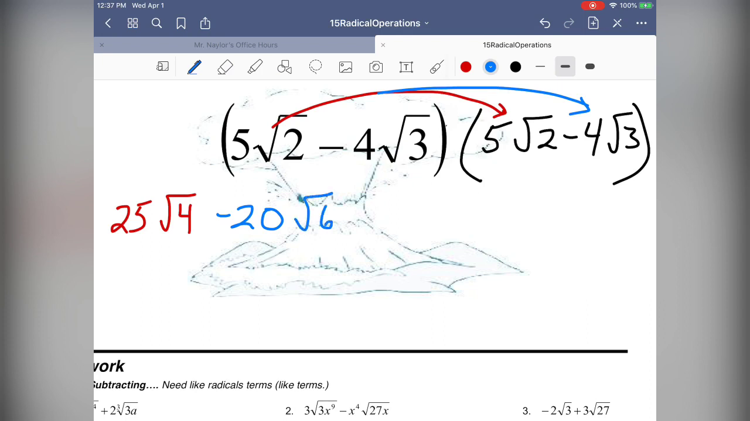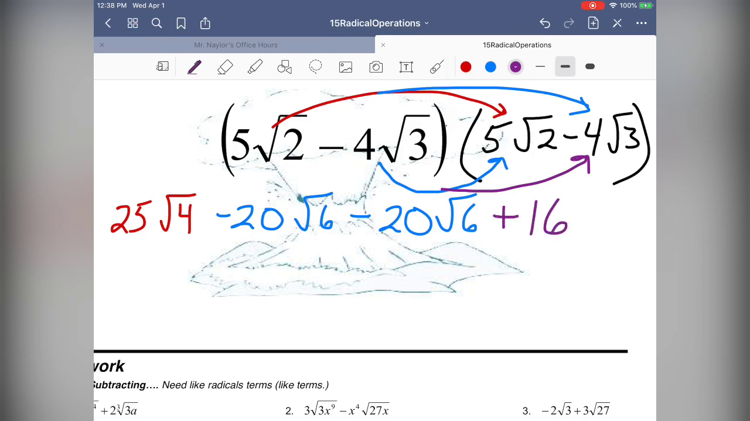It turns out that negative 4 root 3 times 5 root 2 is actually going to be the same outcome. It's going to be another minus 20 root 6. And then our last one would be multiplying, it turns out, negative 4 root 3 times negative 4 root 3. Now you can multiply the negative 4s to be positive 16. And yep, you're allowed to multiply underneath to get a 9. It's actually the square root of 9.